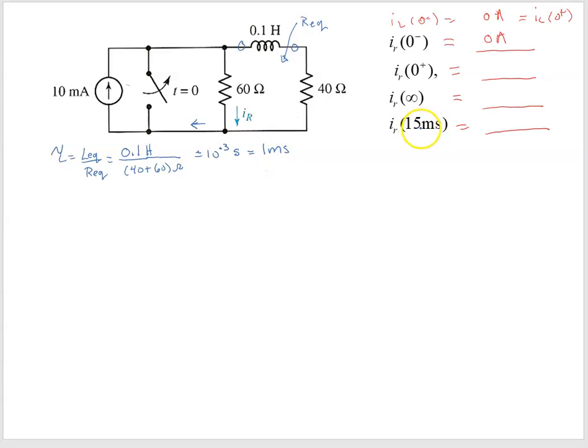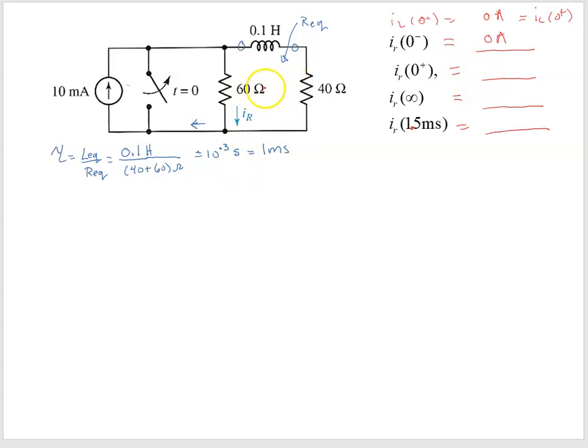So if we want to find the current at 15 milliseconds, well, that's 15 time constants, so that's going to be a very long time away. So let's instead just find our current at 1.5 milliseconds to make it a little bit more interesting. So there's our time constant. That doesn't help us find IR of 0 plus.